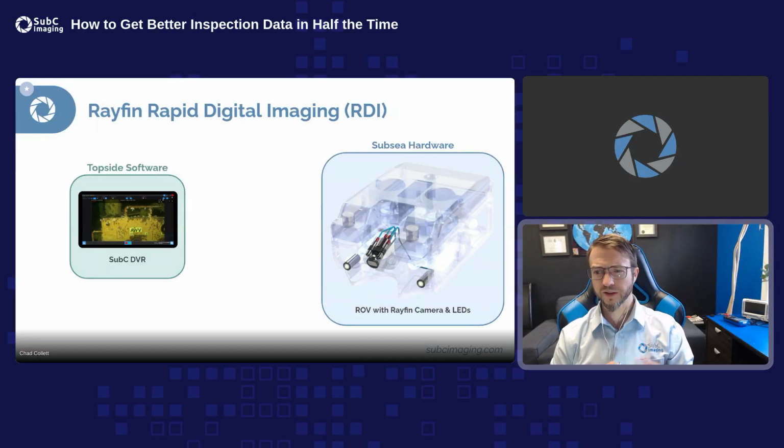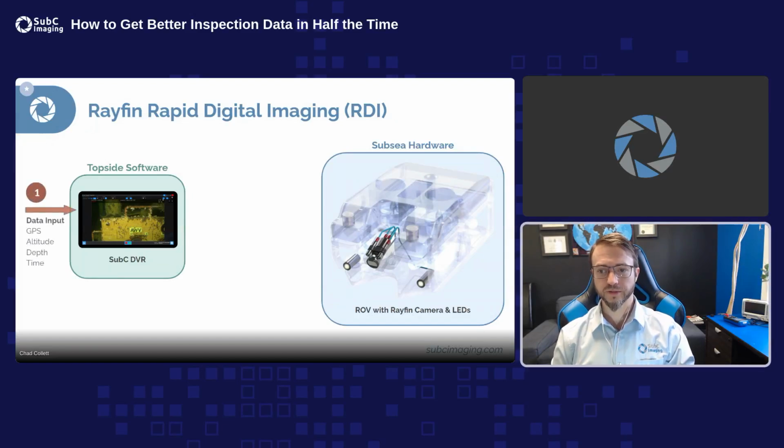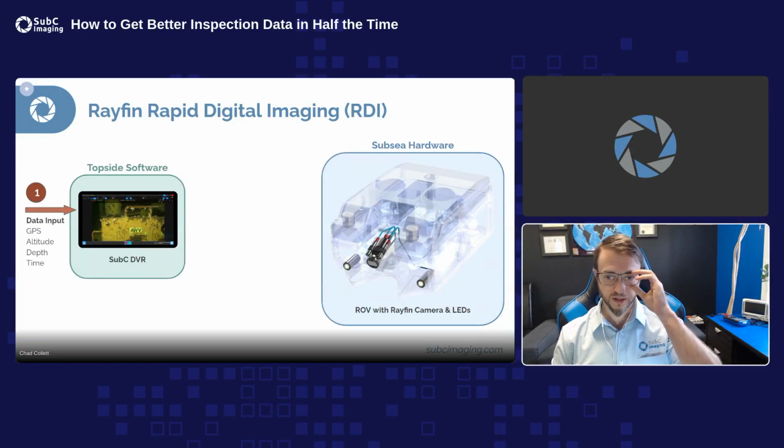Another capability that gives you higher quality imaging is a new thing we've developed this year called RayFin Rapid Digital Imaging, or RDI technology. RDI captures thousands of ultra clear images and enables higher speed inspections when compared to conventional ROV video. So these digital stills deliver superior resolution and zoom capabilities compared to traditional video frames. And I'll show you what that means in a second.